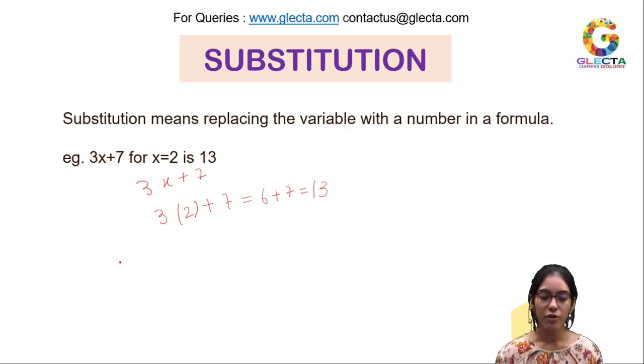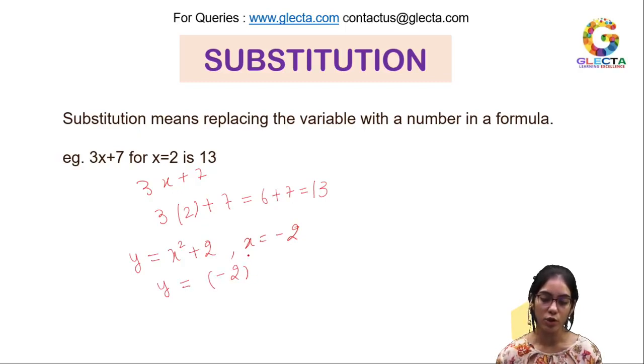Similarly, if we are asked to find the value of y, where y is given by x square plus 2, when x is equal to minus 2, then y is equal to, we just have to substitute minus 2 for the value of x. This will be minus 2 whole square plus 2. So minus 2 square is 4, plus 2 is equal to 6. So the value of y at x equal to minus 2 is 6.